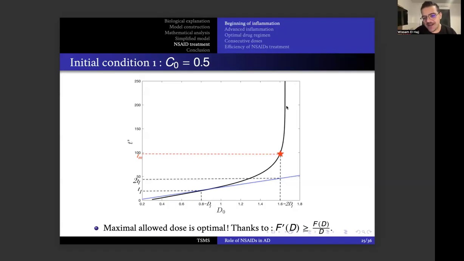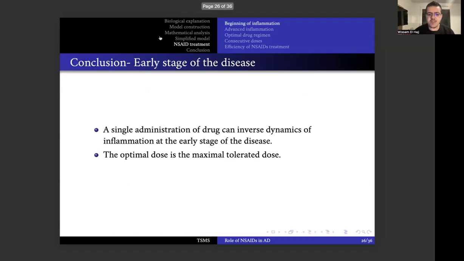As you can see here, this black curve verifies the following condition that is below. This is the convexity. Another way to write the convexity, this curve is convex, as you can see. This is why the optimal dose is the maximal dose. So here, a single dose can change everything. The optimal dose is the maximal dose.